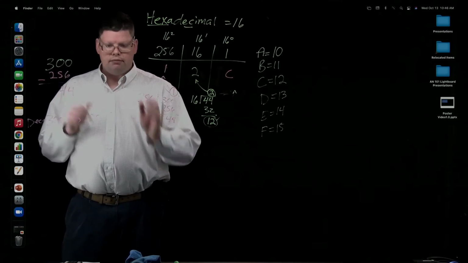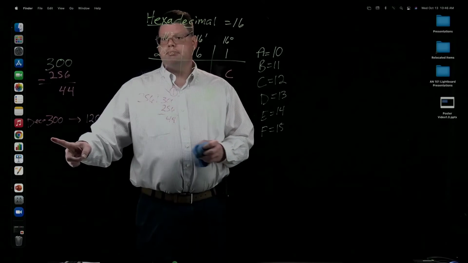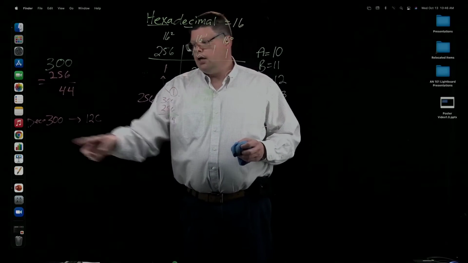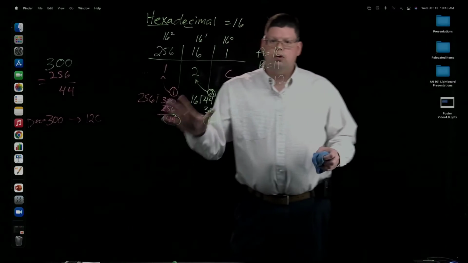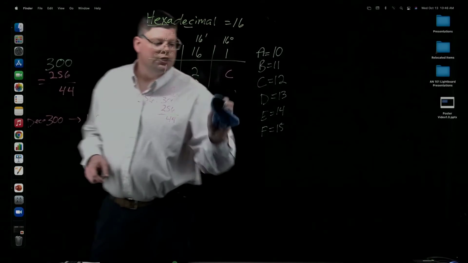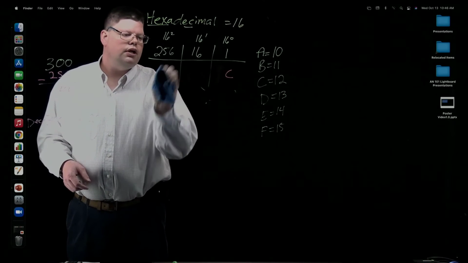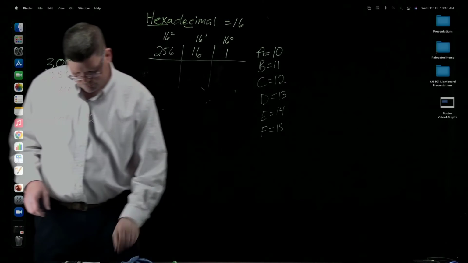So let's do another conversion. I'm going to flip back and forth so you can see the difference in the way that the math works. This is the most difficult problem, okay? Going from decimal to hexadecimal requires a little more work. So let's go back and do what we originally did in the beginning. Let's convert a hexadecimal number.